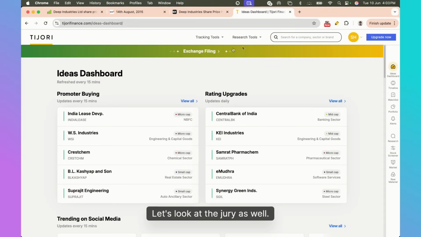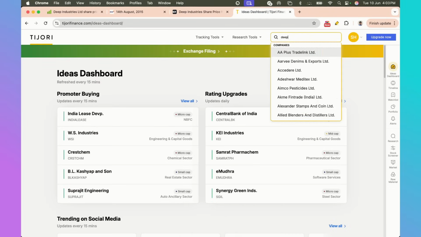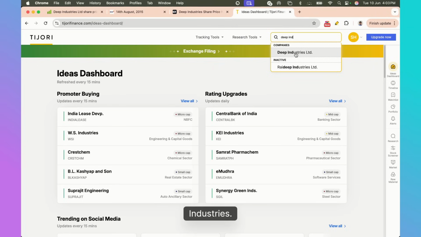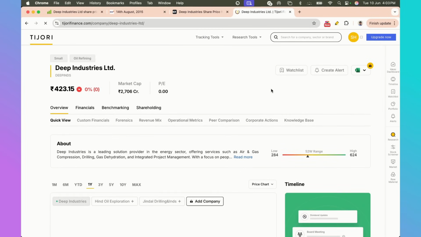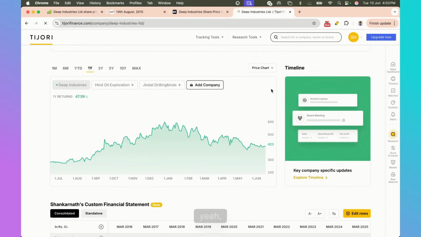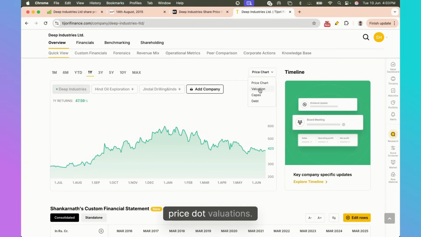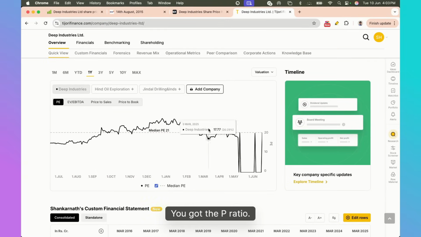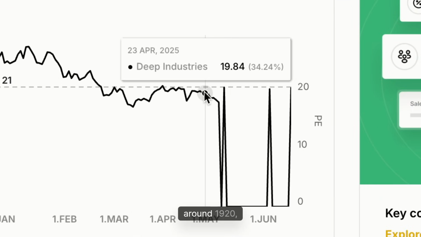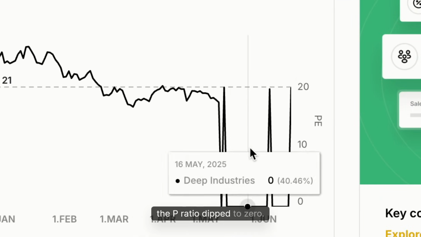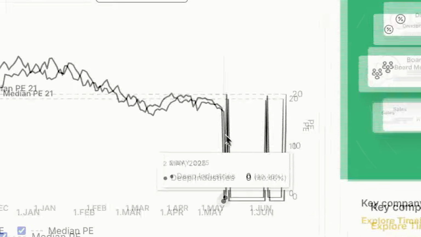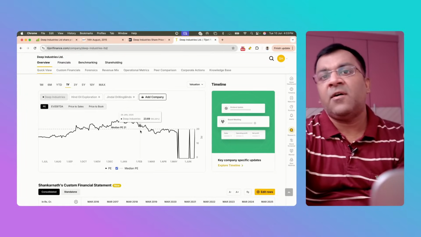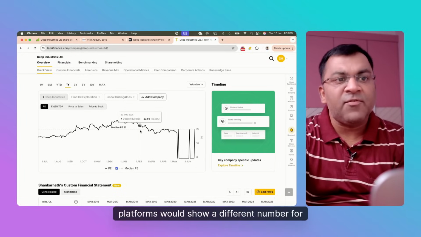Let's look at Tijori as well. Let's do Deep Industries. Okay, yeah, let's look at this. I think price chart valuations. You've got the P/E ratios. See what happened. From around 1920, as soon as the results came in, the P/E ratio dipped to 0. Actually, it's lower than 0, so they've just published it at 0. So that's how different platforms would show a different number for something like this.